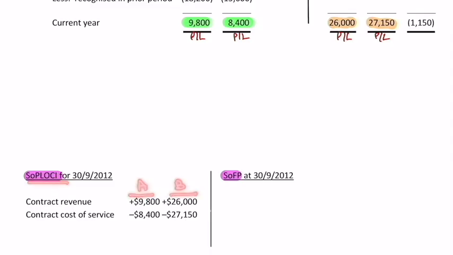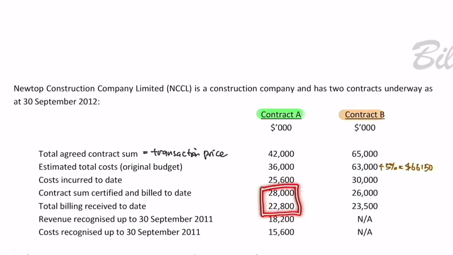What are the figures that we have to show in the balance sheet? First, under the header current assets, there is a trade receivable or receivable under the contract account, referring to the information given to us for contract A and contract B. Contract A, we bill 28,000, but we only receive 22,800. The difference is the amount that we have not received. That is considered as trade receivable.